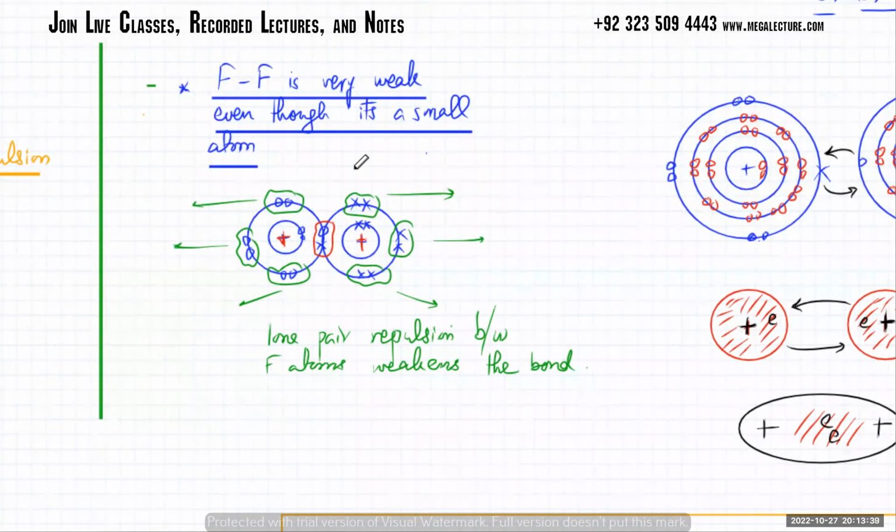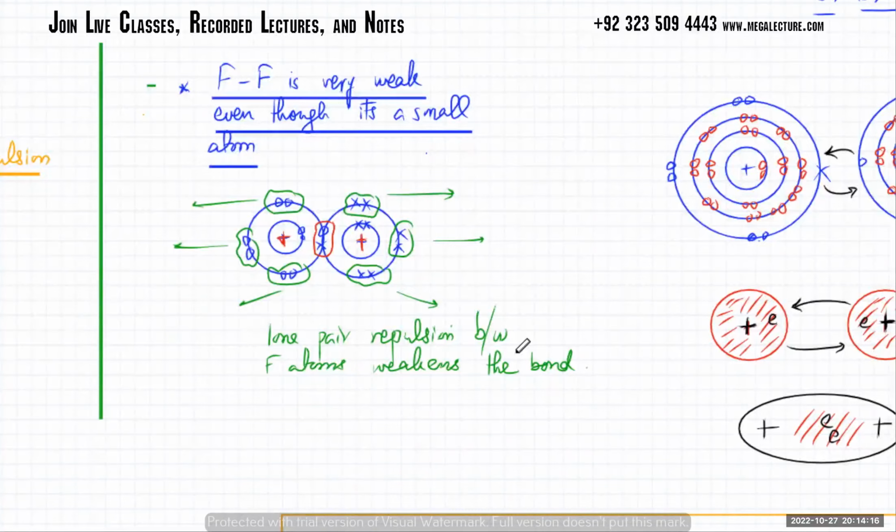Now the reason for that is that fluorine has so many extra lone pairs, so many spare electrons, that when two fluorine atoms come together, there's a lot of repulsion between those electrons. So instead of the nuclei getting attracted to the shared electrons, the shared electron attracting this nucleus, the shared electron attracting this nucleus, instead of having a force of attraction, they actually have a force of repulsion, which is that these lone pairs start repelling each other. This lone pair will repel this lone pair. So lone pair repulsion between fluorine atoms weakens the bond. Is that clear?